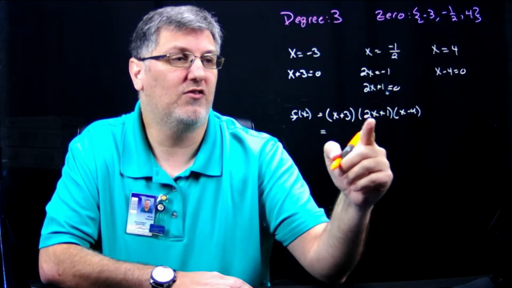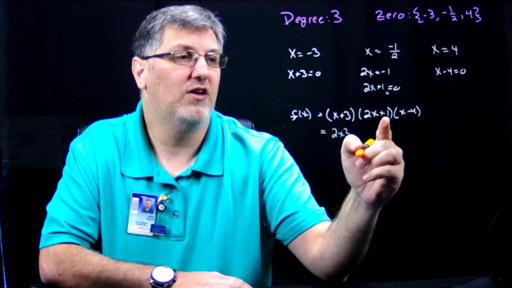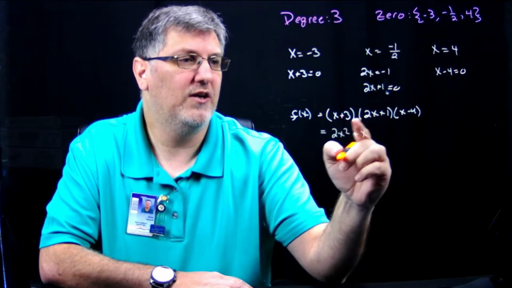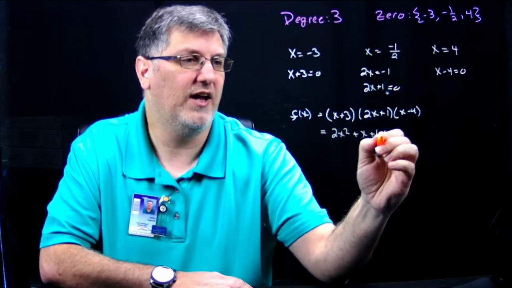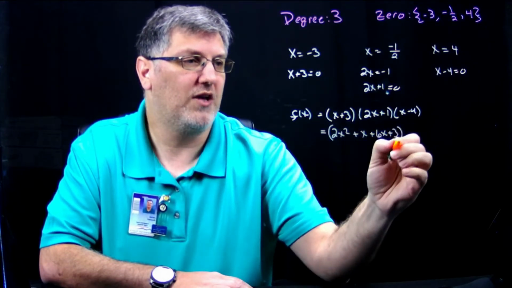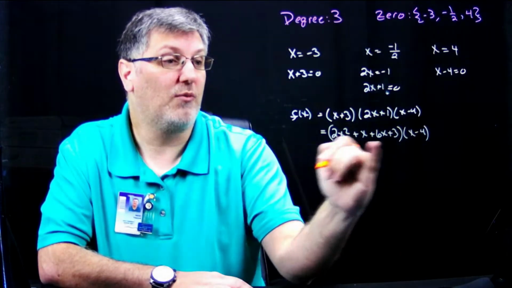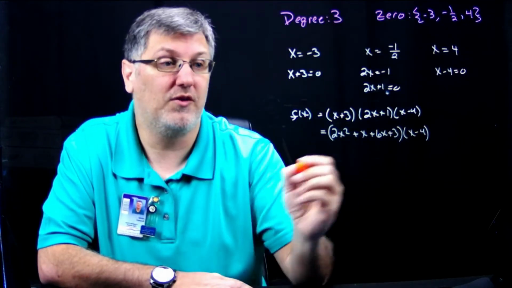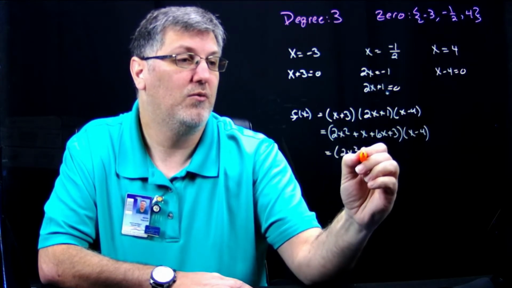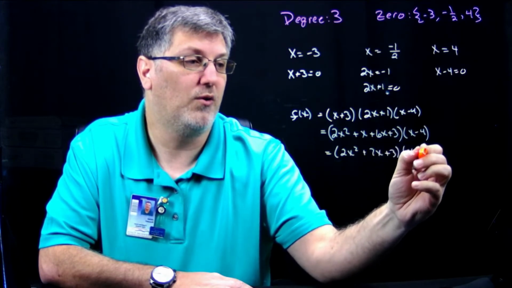We're going to do x times 2x, which gives me 2x squared. x times 1 gives me x. 3 times 2x gives me 6x. And 3 times 1 gives me 3. I'm going to stop there for a second. Now I'm going to combine my like terms to make my next step simpler. So I'm going to have 2x squared plus 7x plus 3, and then x minus 4.